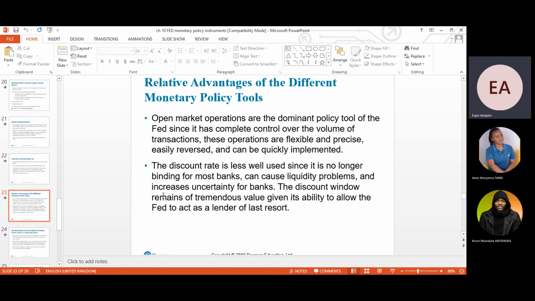The relative advantage of the different monetary policy tools. As I said to you, open market operations, the expansionary and contractionary money policies, are the two most important instruments for controlling the amount of money in circulation. They are the dominant policy tool of the central bank, since it has complete control over the volume of the transactions and the liquidity circulating in the system. And these two operations are flexible, precise, easily reversed and can be quickly implemented.